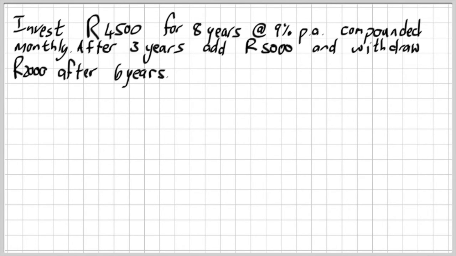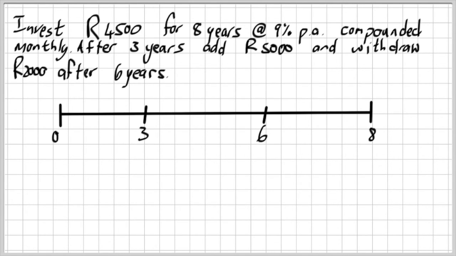So try this one yourself, which now has 3 events happening: initial investment, after 3 years, and then again after 6 years, and go for it. Try this yourself. First of all, I need my timeline with the 3 important dates. Okay? Starting, I've got to get everything into months because my interest is compounded monthly.